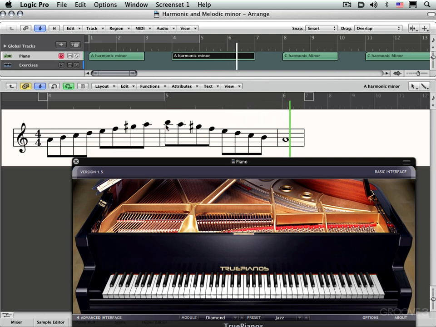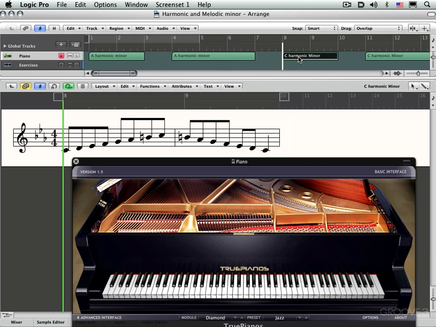So same scale, just going up to the ninth degree instead of just up to the octave. Let's look at another example. Here's a C harmonic minor scale. So we have our key signature, 3 flats, because the relative major of C minor is E flat. So there's our key signature.